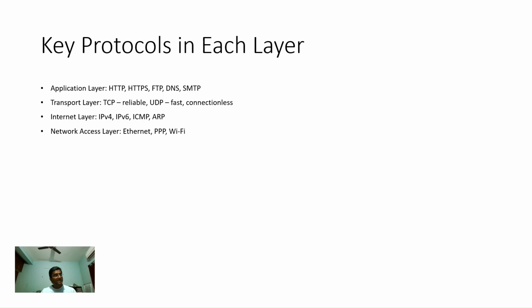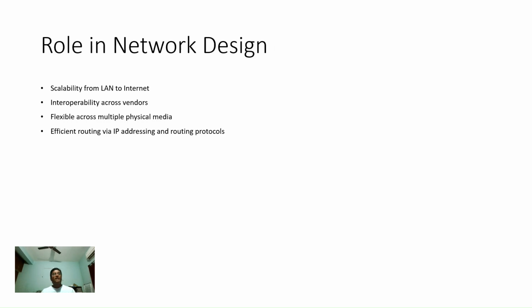And in the network access layer, it's Ethernet and Wi-Fi. So these are the key protocols in each layer. And the role in network design, what kind of role does it predominantly play? The scalability from LAN to internet, that is one big role. And the interoperability across vendors and the flexibility across multiple physical media, and efficient routing via IP addressing and routing protocols. Okay, so these could be the roles in network design.